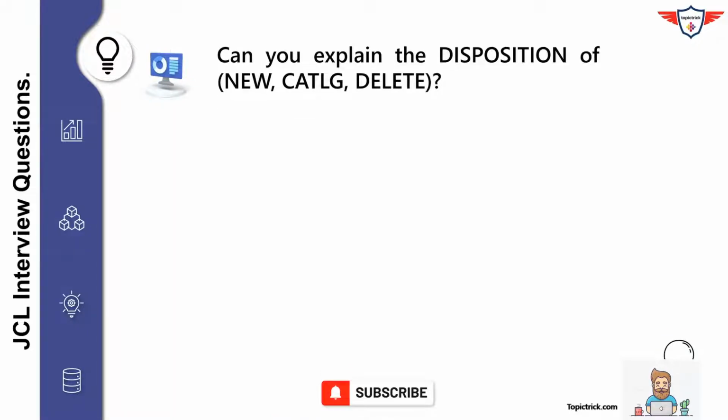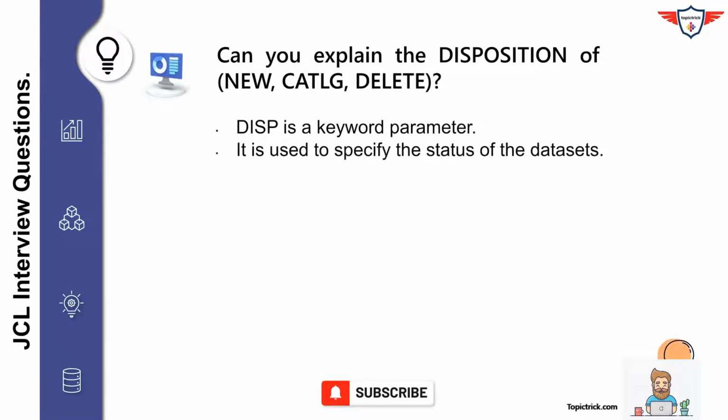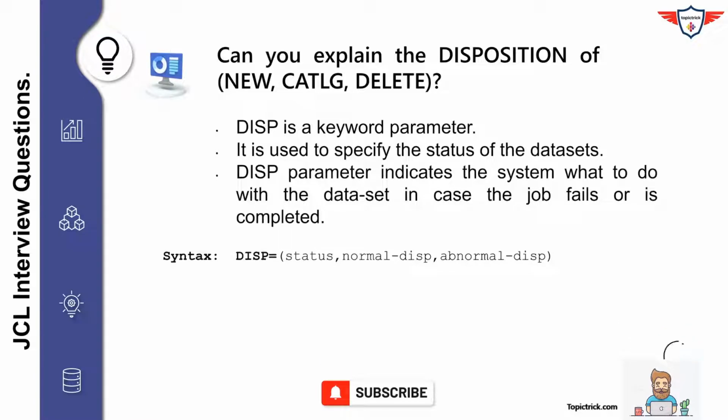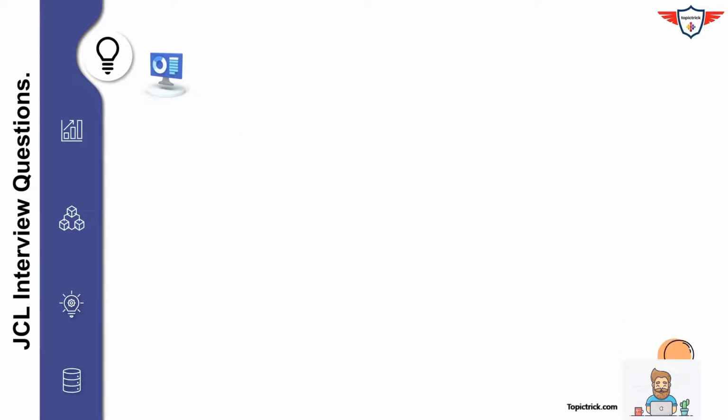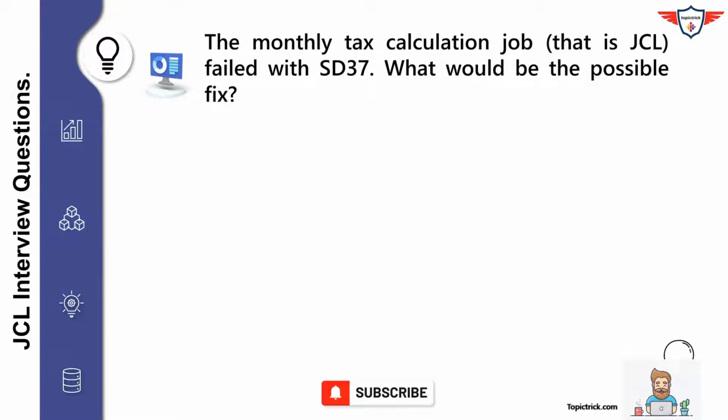Can you explain the disposition NEW, CATLG, DELETE? In JCL, the DISP parameter is a keyword parameter. It is used to specify the status of the datasets. JCL disposition indicates to the system what to do with the dataset in case the job fails or is completed.